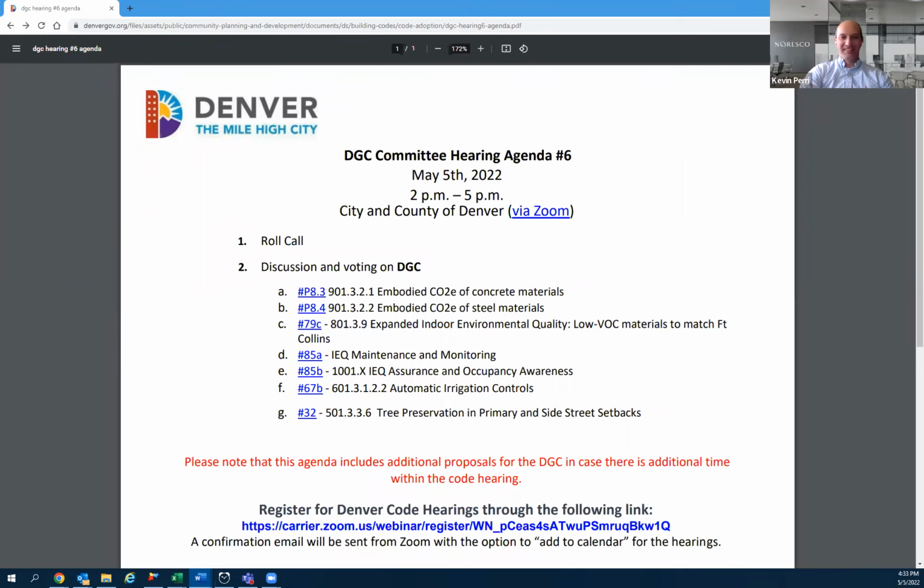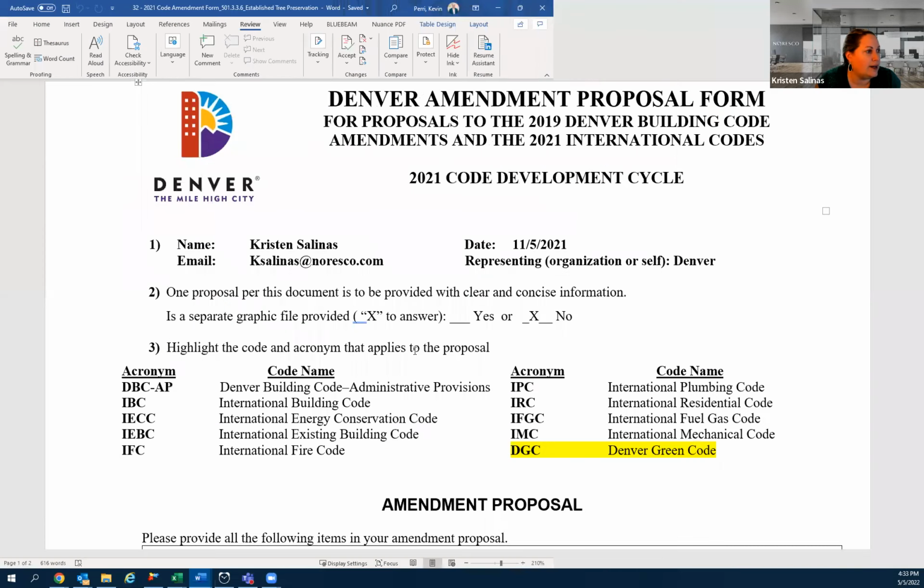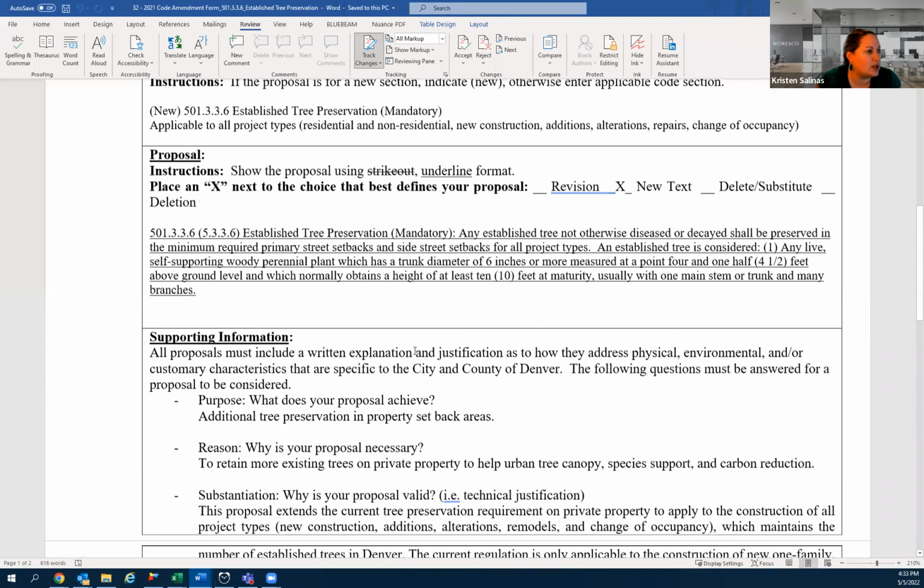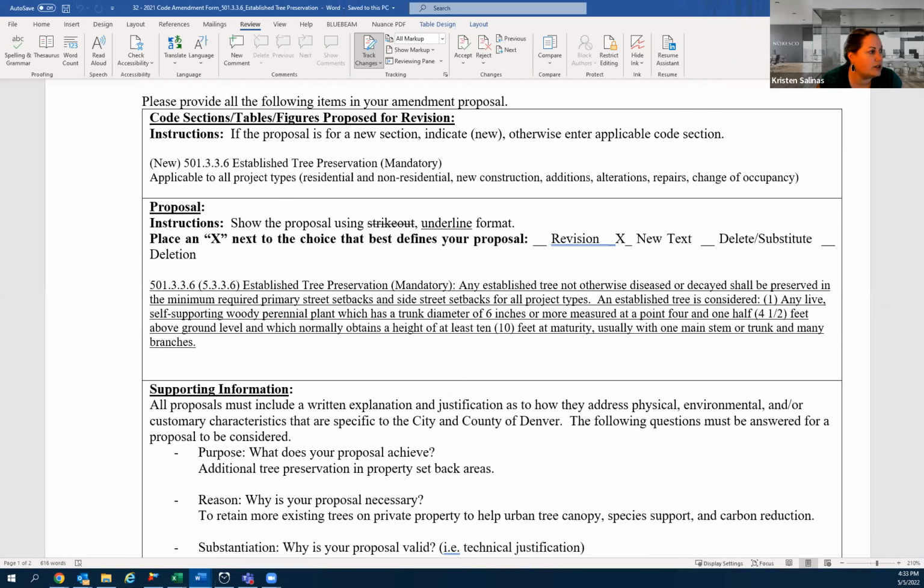32B, Kristen, take it away. All right, last one on the agenda. This is very exciting. This is about established tree preservation. The name has changed from the tree preservation and primary and side street setbacks to established tree preservation. This is really to extend tree preservation to private property. There are requirements in terms of what an established tree is that are listed there. There are some exceptions noted there about tree canopy interfering with construction. So I think this one is fairly straightforward.